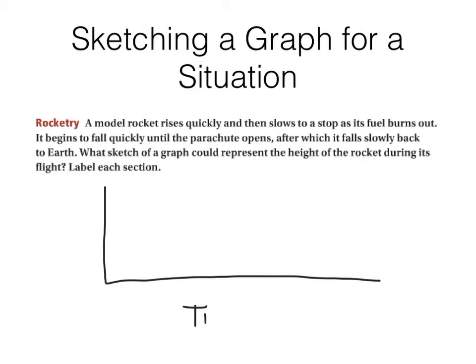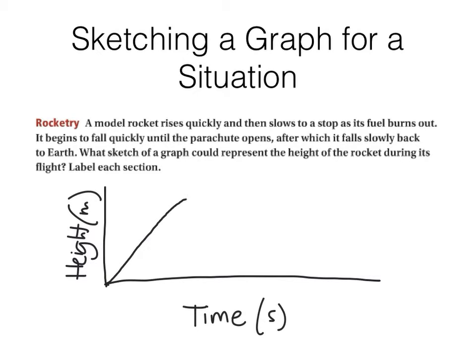This is the time as it passes, so the time of the flight in seconds. And over here, we're going to have the height of the rocket. We don't know what we're measuring the height in, so let's just measure it in meters. It starts off on the ground. When it launches, the rocket rises quickly. And then its fuel burns out, so it starts to fall quickly. But then the parachute opens, and all of a sudden the rocket can gently float calmly and steadily back down to Earth. So there's the basic idea of the graph.